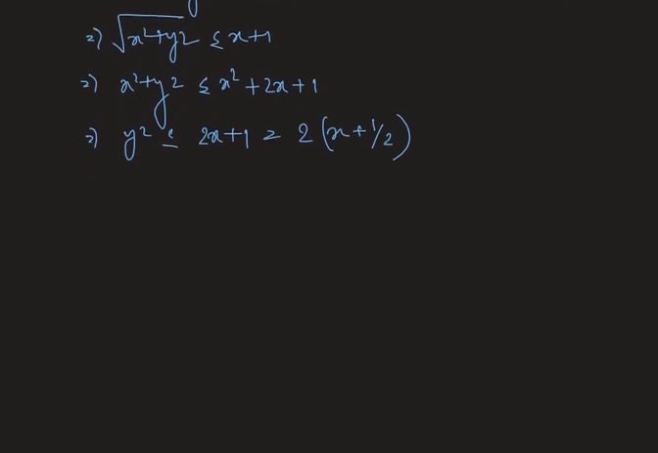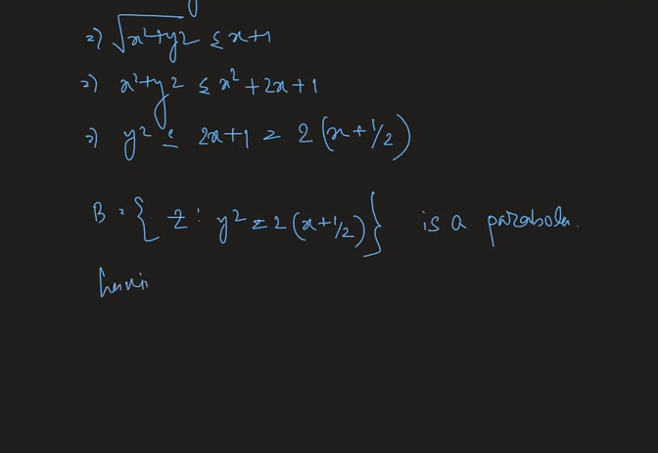So the B portion reduces to z such that y square is equal to 2 into (x plus half), which is basically a parabola having its vertex at minus half comma 0 and axis on the x-axis.